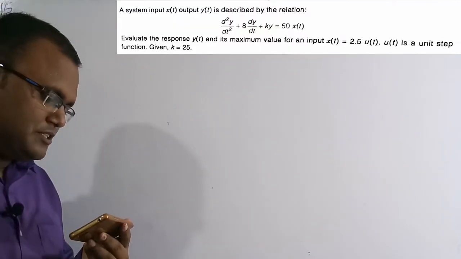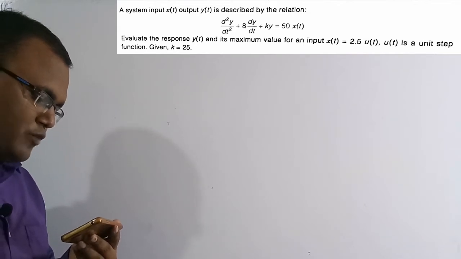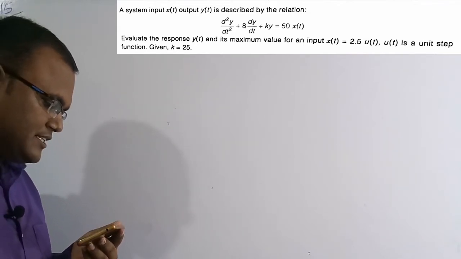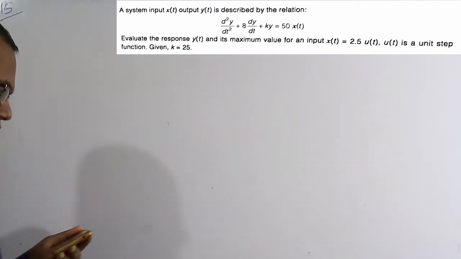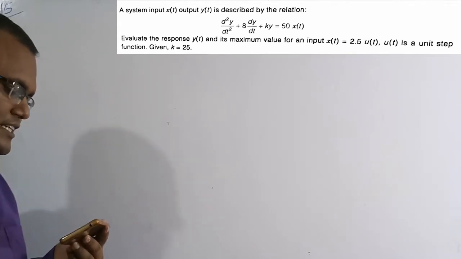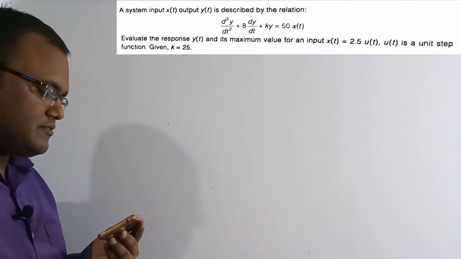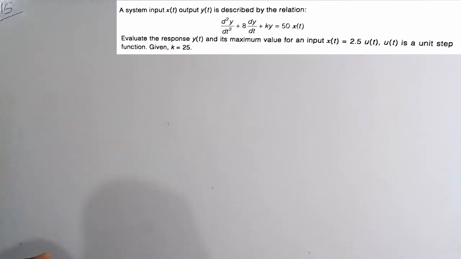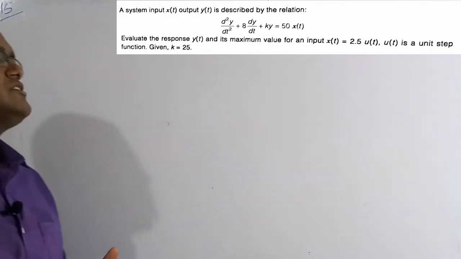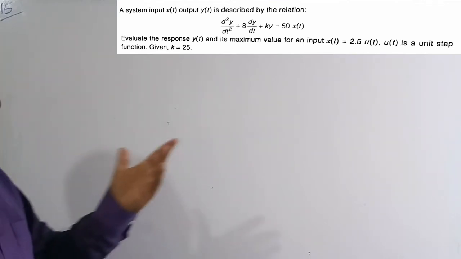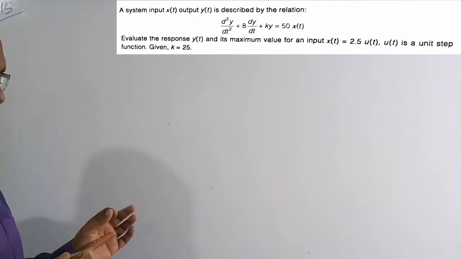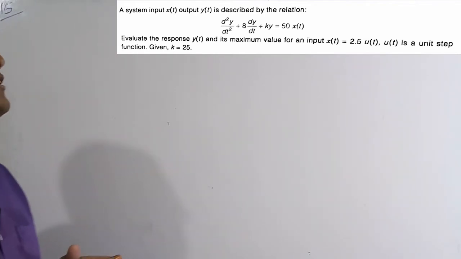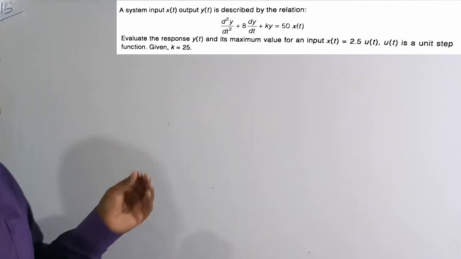So now we are going to solve the last question of this lecture. See the question here. A system with input x of t and output y of t is described by the relation d square y by dt square plus 8 into dy by dt plus ky is equal to 50 into x of t. Evaluate the response y of t and its maximum value for an input x of t equal to 2.5 u of t, where u of t is a unit step function, given that k is equal to 25. In this question the input is x of t and the output is y of t. They also give the relation between input and output by a differential equation, and the input x of t equal to 2.5 into u of t, and k equal to 25.